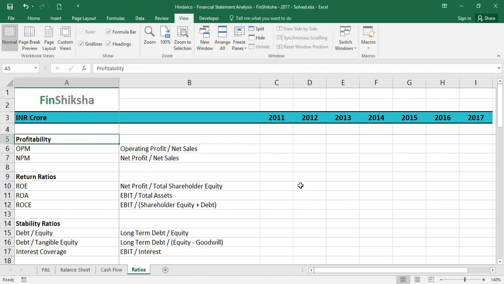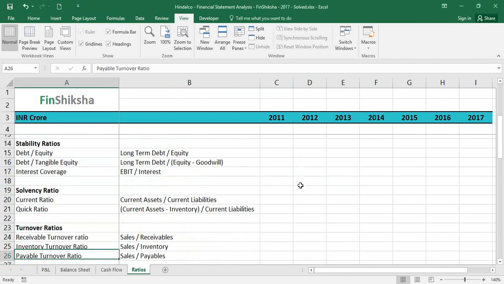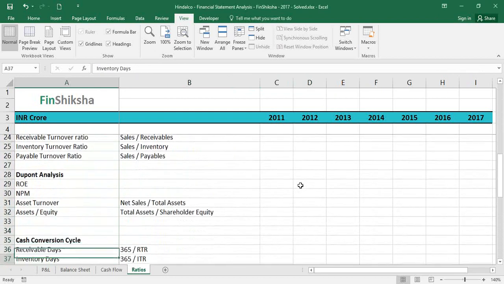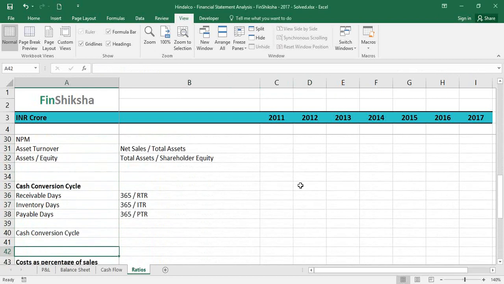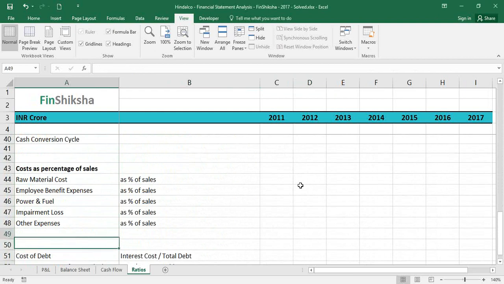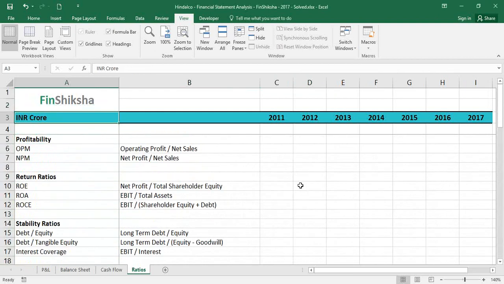There are a few sets of ratios: profitability, return ratios, stability ratios, solvency, turnover ratios. We'll try and do DuPont analysis. We'll try and do cash conversion cycle calculation, and then costs as percentage of sales, and some other data points which we're going to look at right now.